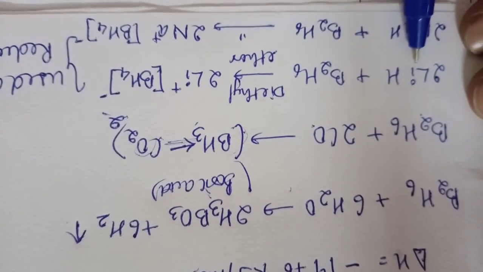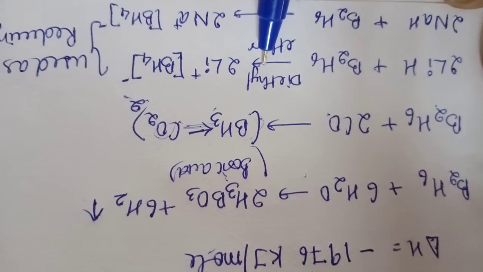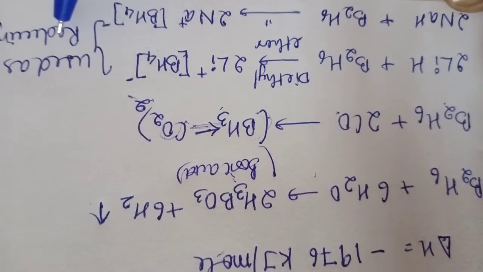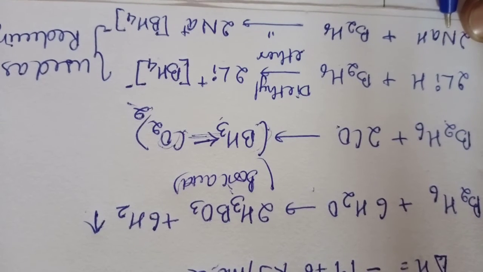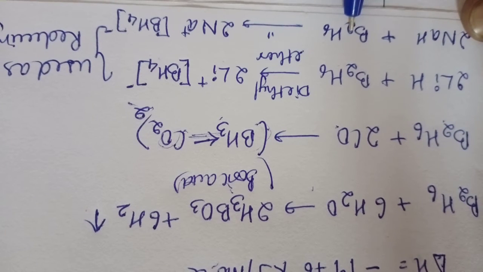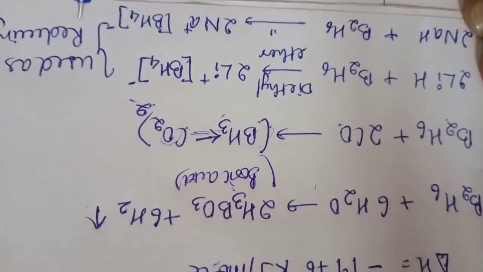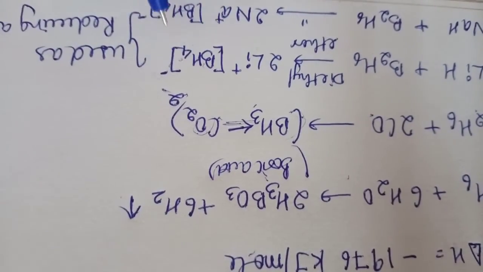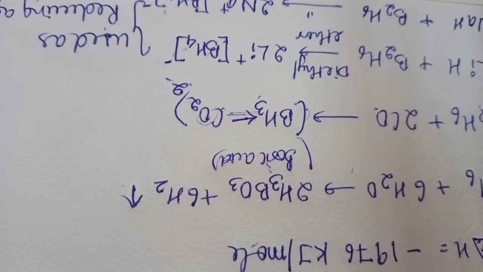Another reaction: when we treat lithium hydride with diborane in the presence of diethyl ether, LiBH4 is formed. This LiBH4 is a good reducing agent. When sodium hydride is treated with diborane in the presence of diethyl ether, it also forms sodium borohydride, which is again a reducing agent. So diborane prepares reducing agents. These reducing agents are used in the reduction of organic compounds.